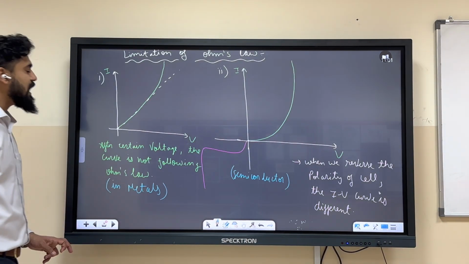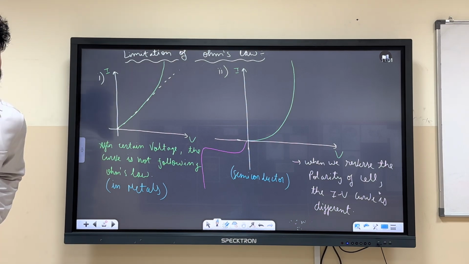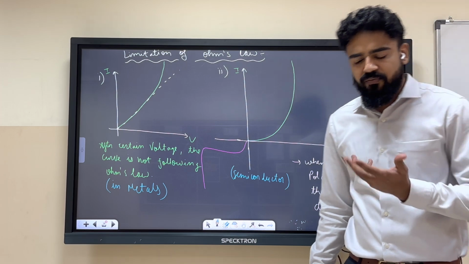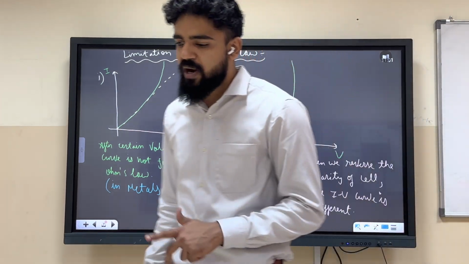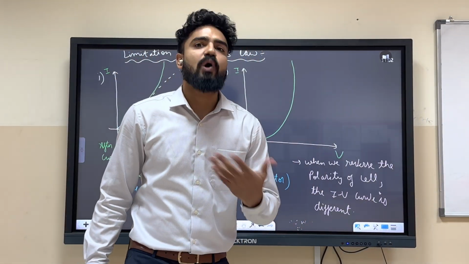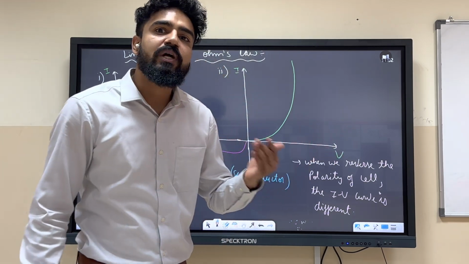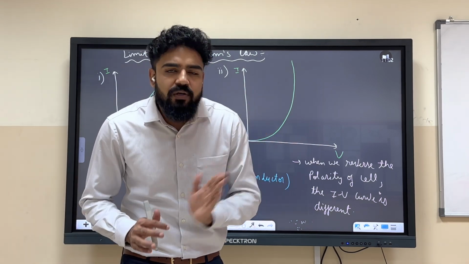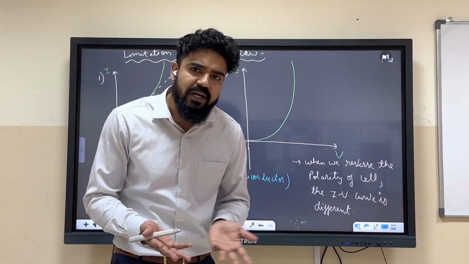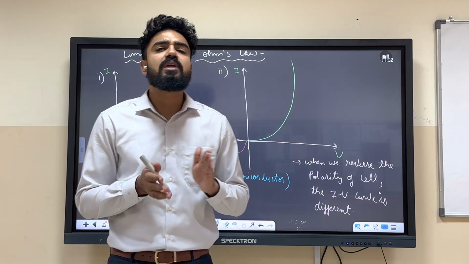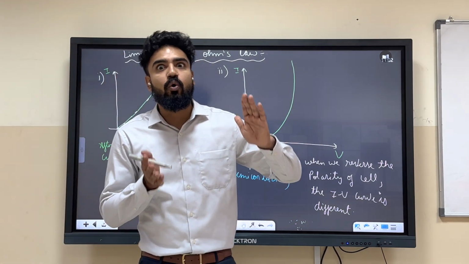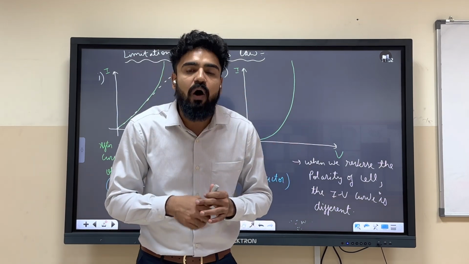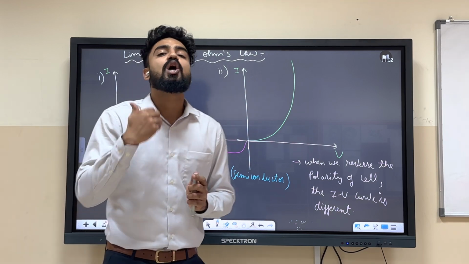So we discussed what the limitations of Ohm's law are. After some time, whether it's metal, semiconductor or some compound, they are not following Ohm's law. That region is known as non-ohmic region. Ohmic region means where your resistor or material is following Ohm's law. Whenever the material is not following Ohm's law, it is known as non-ohmic region.